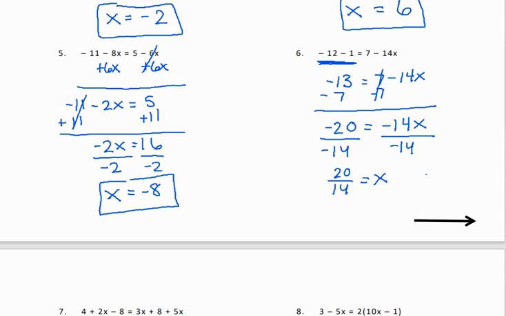Can I do anything else with 20 over 14? Do those numbers have anything in common? 20 and 14, do they have any number in common? You can simplify. Yeah, we can simplify. Very good. They both have a 2 in common. So 20 divided by 2 is 10, and 14 divided by 2 is 7. So we always want to reduce those fractions if possible. Any questions?